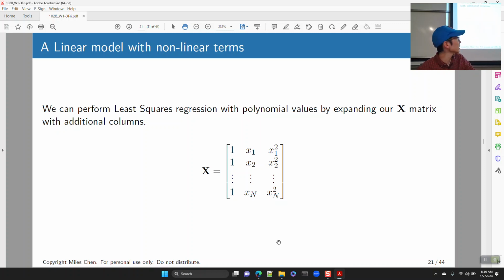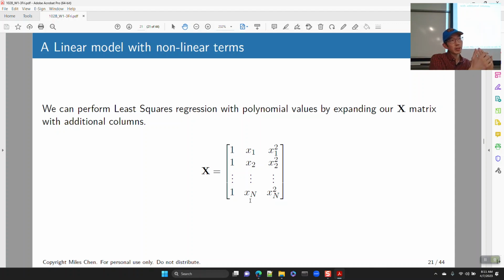All right, so here I'm going to take our X matrix and add a third column. This third column will be my X value raised to the second power. So basically we have our X value raised to the 0, raised to the first, raised to the second power. And so these values are not linearly related to x1 and x2 and so on and so forth. There's a quadratic relationship.